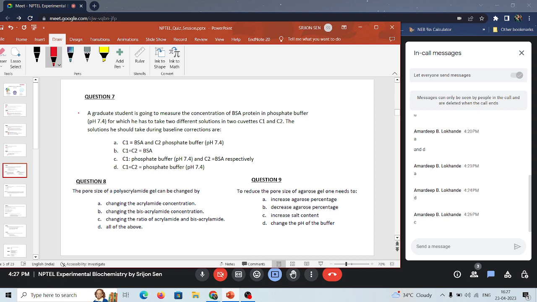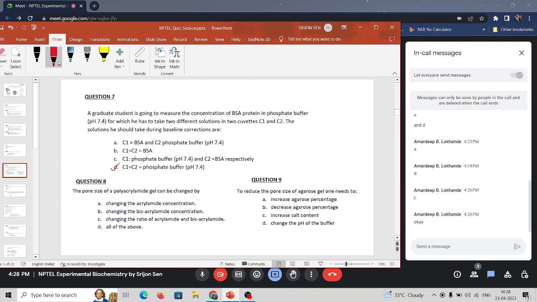Like this manner, if your protein is in a particular solution, then the value of the solution will also play a role over here. We cannot ignore that, we have to correct it. That is called the baseline correction. So when your protein is in a particular solution, that particular buffer has to be chosen for your baseline correction. In this case, in both cuvette 1 and 2, you are checking the BSA protein which is in your phosphate buffer. So any cuvette you take, the baseline correction has to be done with the phosphate buffer itself of pH 7.4. So option D is the right answer.